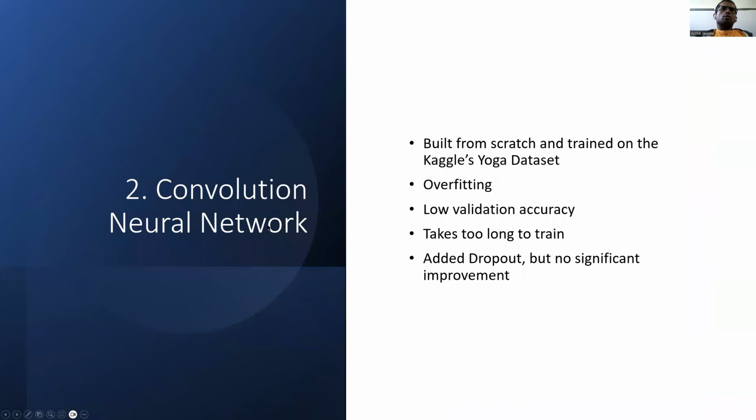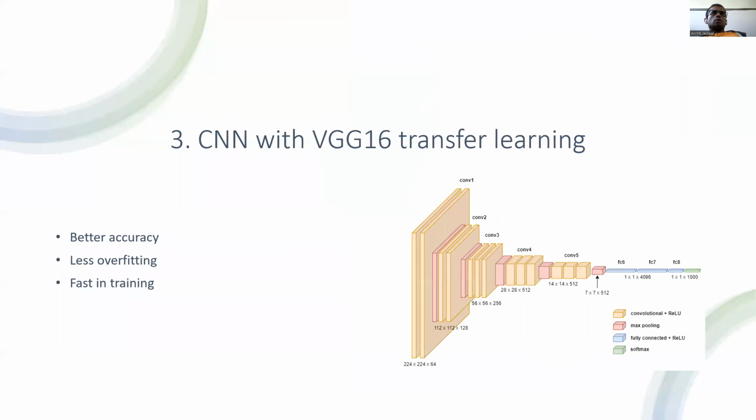Now, moving on to the convolutional neural network. Initially, I started building a convolutional neural network from scratch. I did not use any transfer learning weights. The problem was that it was overfitting. It had low validation accuracy, and it took quite a while to train, even though I'm using an NVIDIA GPU. To address the overfitting and other issues, I added dropouts, and still it wasn't a significant improvement. So I moved to a convolutional neural network with VGG16 transfer learning weights.